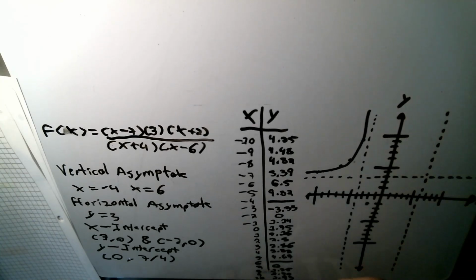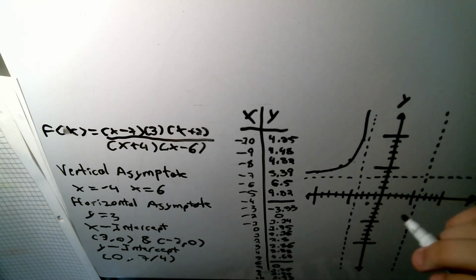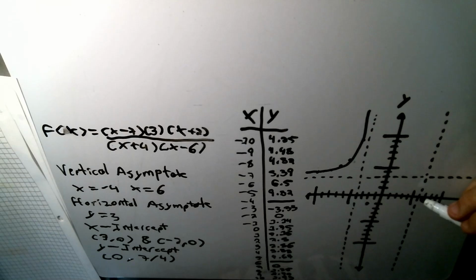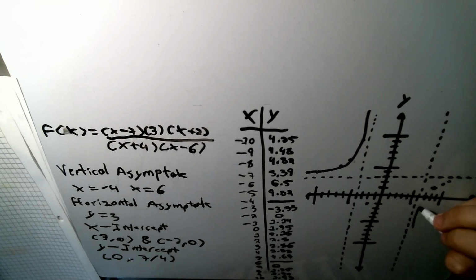Now here down below, 7 is 0, 8 is 1.25, 9 is 1.70, 10 is 1.93, and here is another one, right? Another segment of the graph.